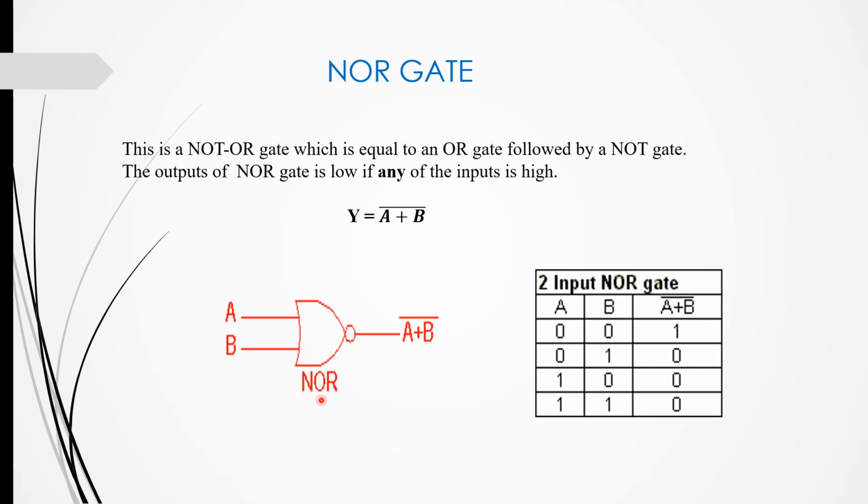This is the symbol of NOR gate and this is the truth table of NOR gate. In the truth table you can see that only when all inputs are 0, its output is 1. If any one input is 1, then its output is 0.